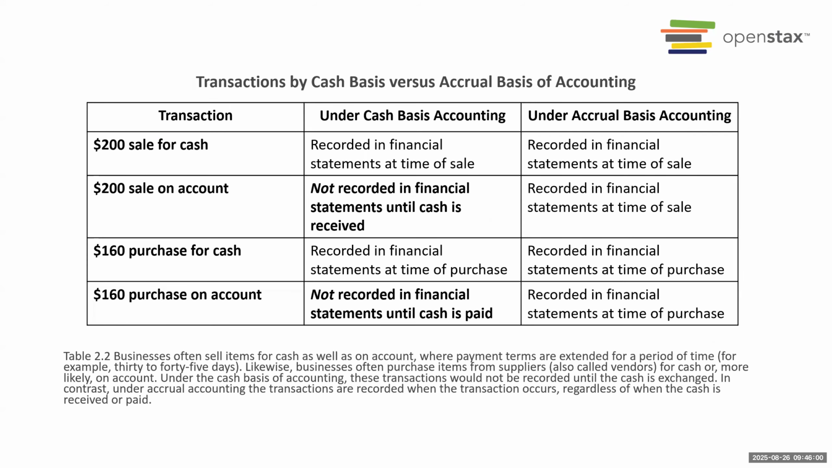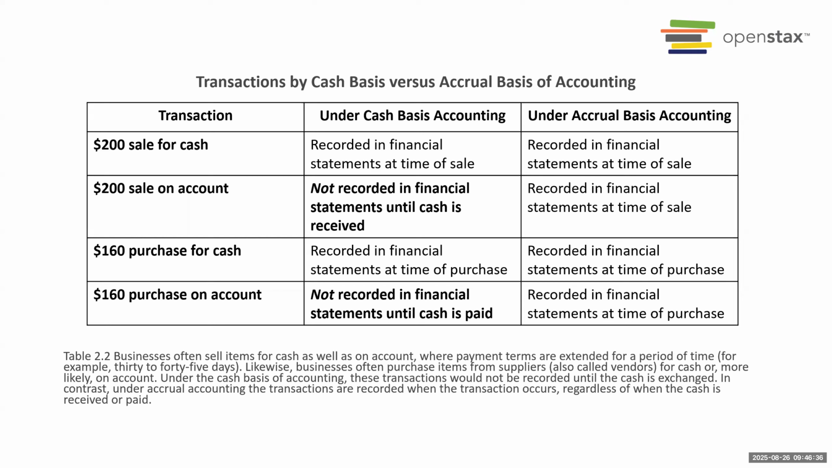So let's look at some examples of cash basis versus accrual basis. A $200 sale for cash is recorded in the financial statements at the time of sale in cash basis, as well as accrual basis. A $200 sale on account. In other words, they owe you the money, or it's an accounts receivable. On the cash basis, since cash is not exchanged, it is not recorded. However, it is recorded in the financial statements on the accrual basis.